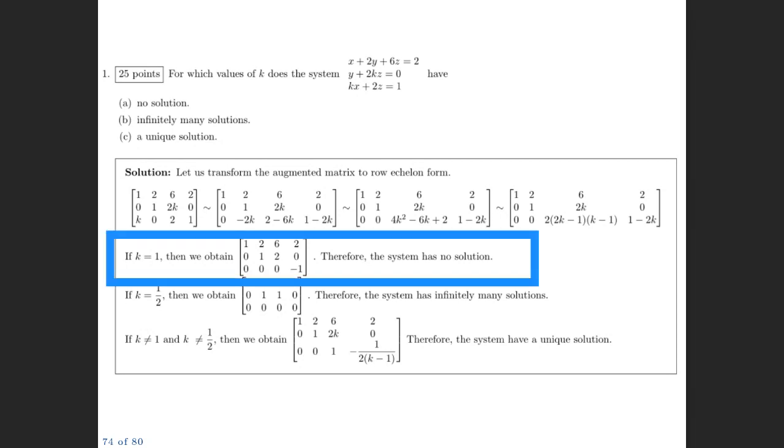First of all, what happens if k is equal to 1? Then the third row becomes 0, 0, 0, minus 1. We have a pivot in the right-hand column. What happens if we have a pivot in the right-hand column? We know that the system does not have any solutions. It's an inconsistent system.